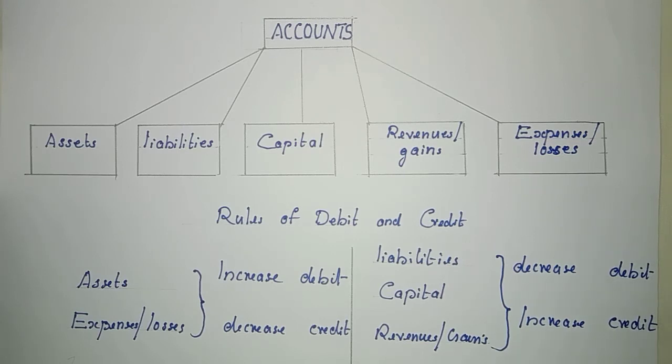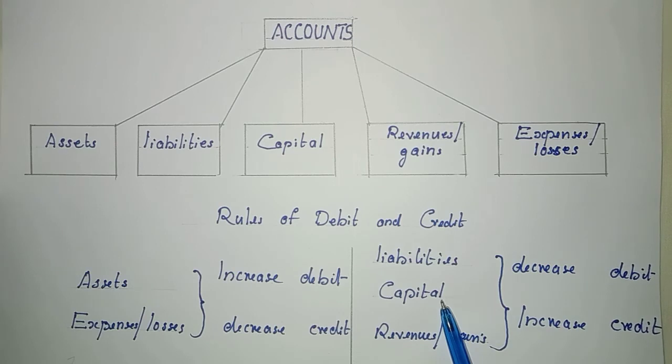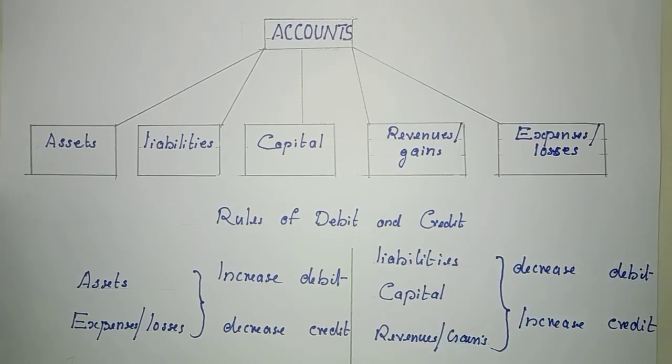For example, repayment of a loan means decrease of a liability, then debit that loan account. Salary for the month of March is outstanding. That means increase of a liability, then credit that salary outstanding account. Additional amount invested by the proprietor into the business means increase of capital, then credit capital account. Interest received means increase of revenue, then credit that interest account.